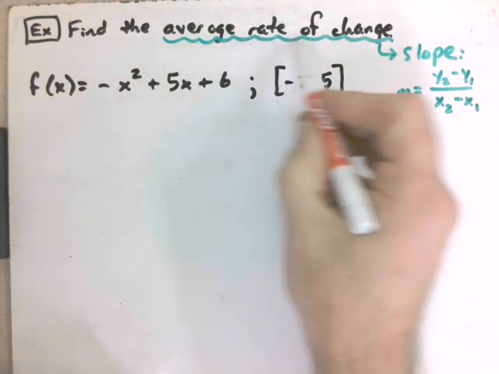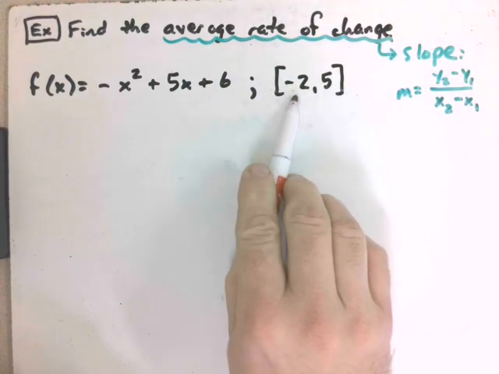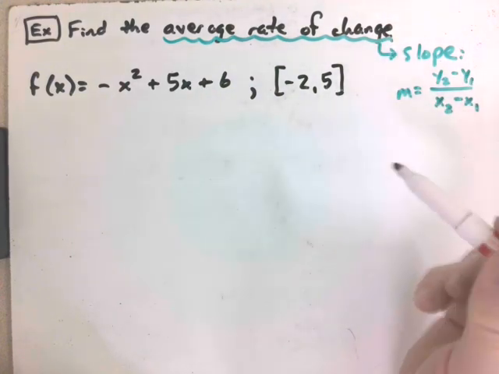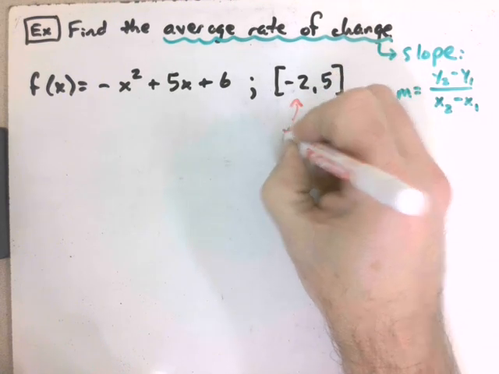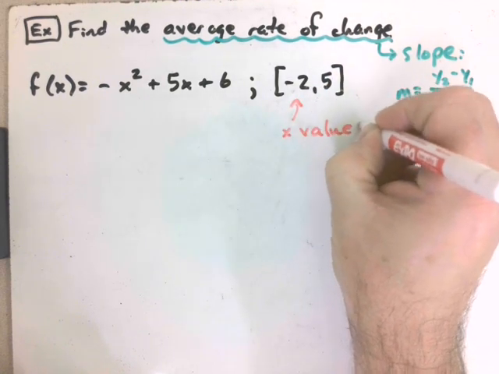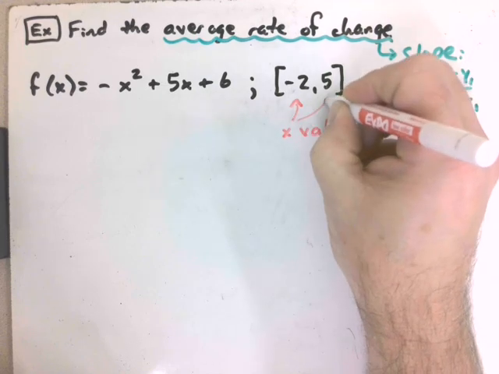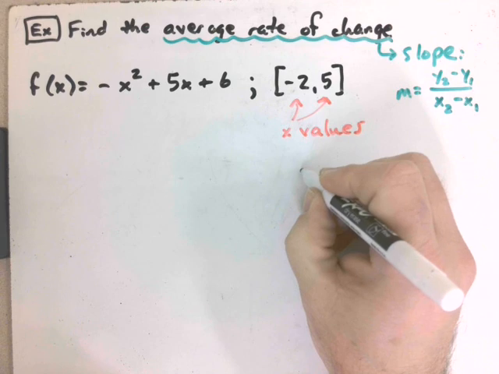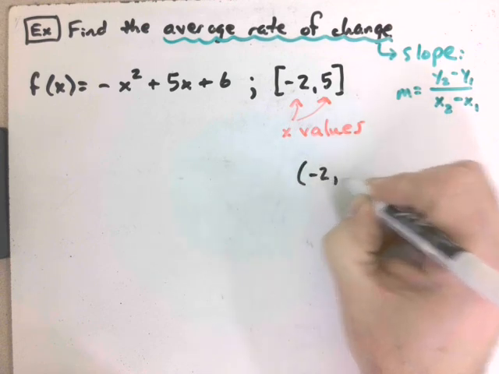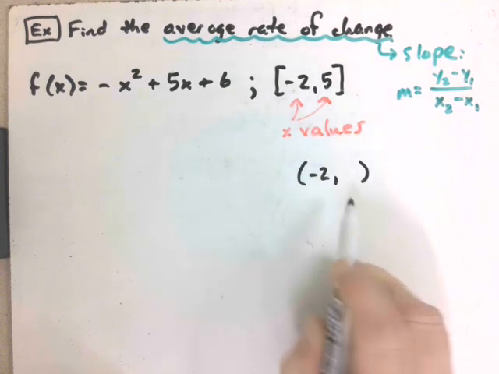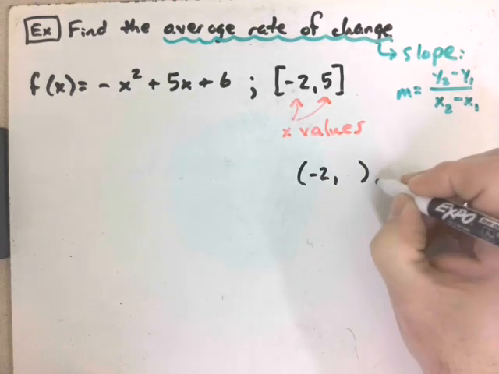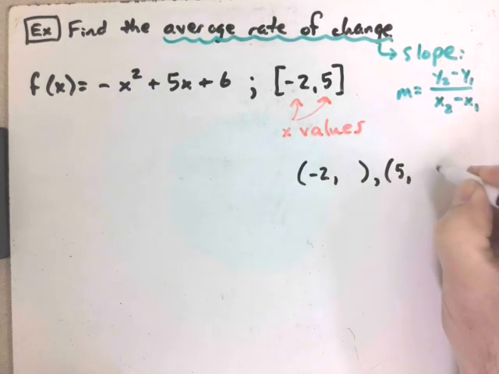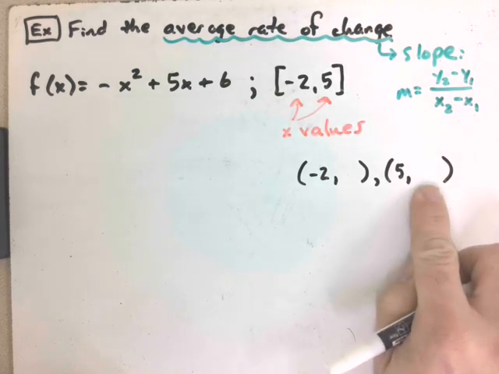We want to see what the average rate of change is when we go from an x value of -2 to an x value of 5. So both of those values there are x values. Essentially, what they are saying is you have 2 points in this problem. One of them is the point -2 comma something. We'll have to figure out what this y coordinate is. And then the other point is 5 comma something, and we'll have to figure out what that y coordinate is.